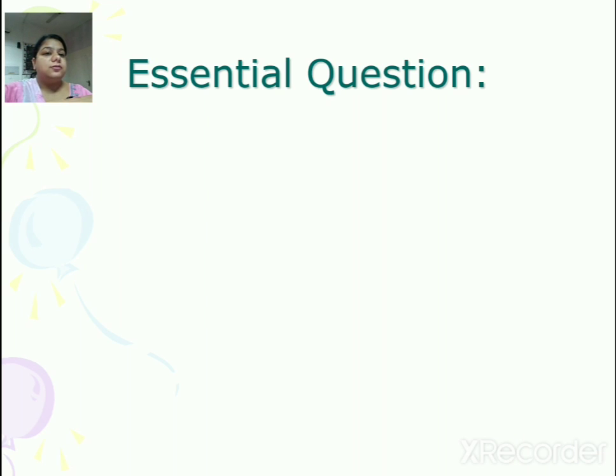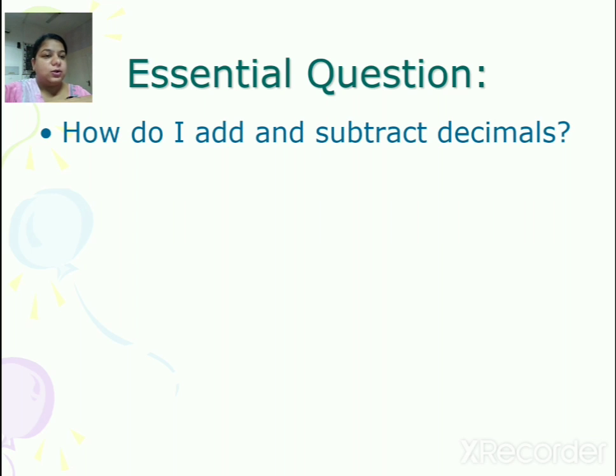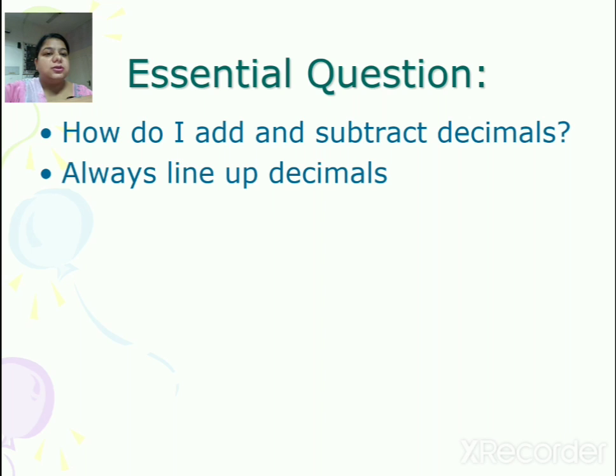The first question is, how do I add or subtract decimals? So the answer is, you always have to line up the decimals. Okay, we will learn in the next slides how to line up the decimals. Basically, when you add or subtract, the decimal should be below the decimal. All the decimals in all the numbers should be in one line.